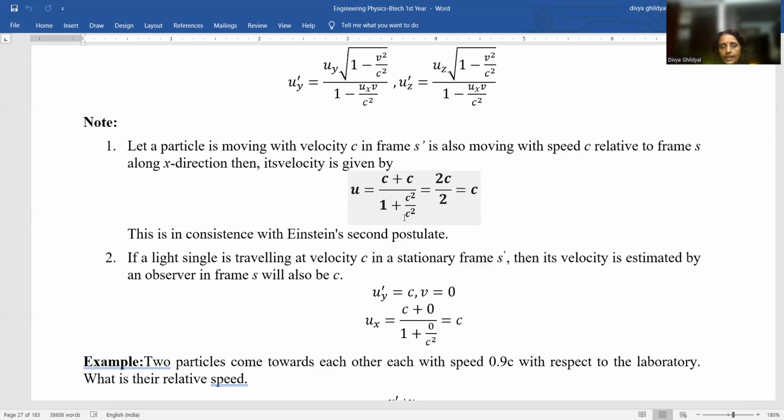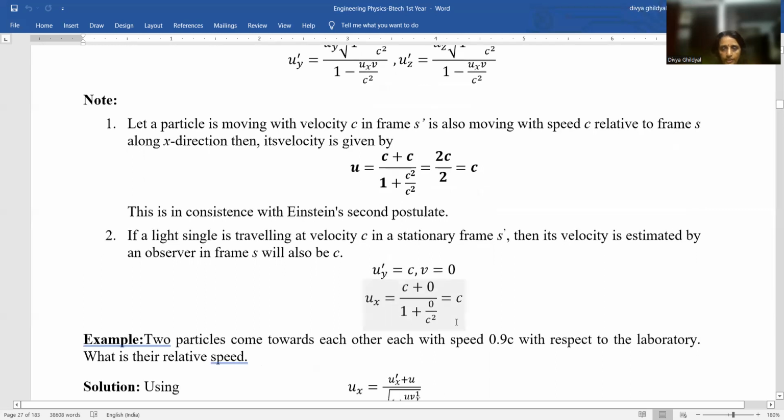Second, if a light signal is traveling at a velocity c in the frame S dash, then its velocity as estimated by an observer in frame S will also be c. Here ux dash is equal to c and v is equal to 0 for the stationary frame. Again, we return to it being equal to the velocity of light.